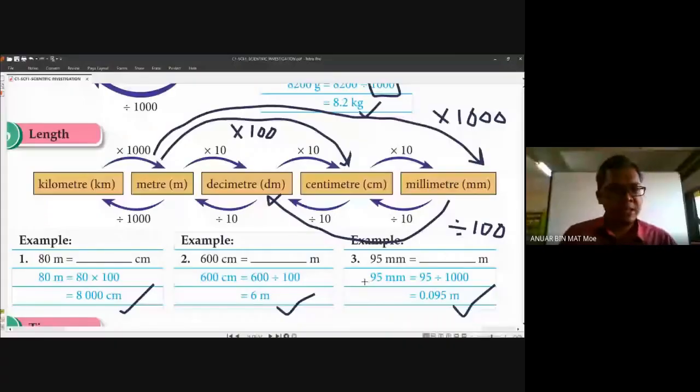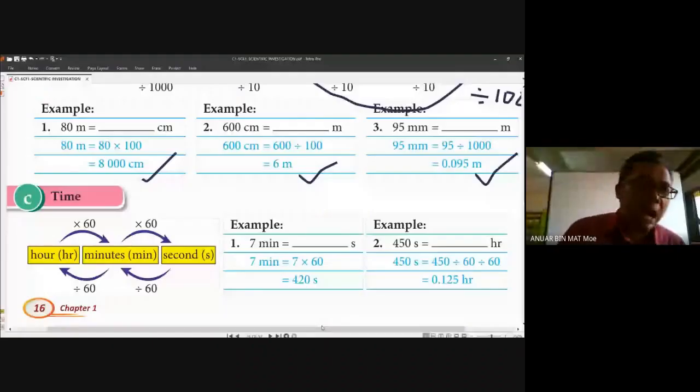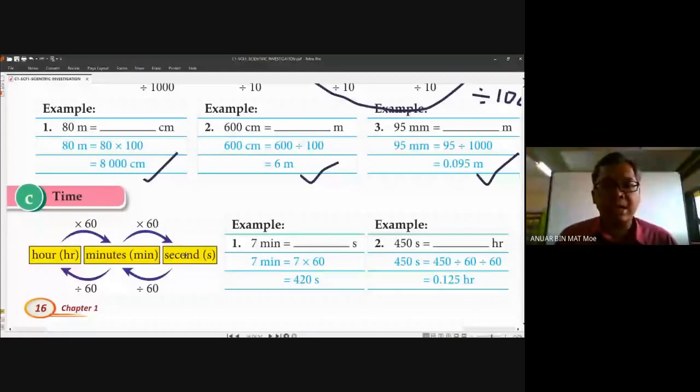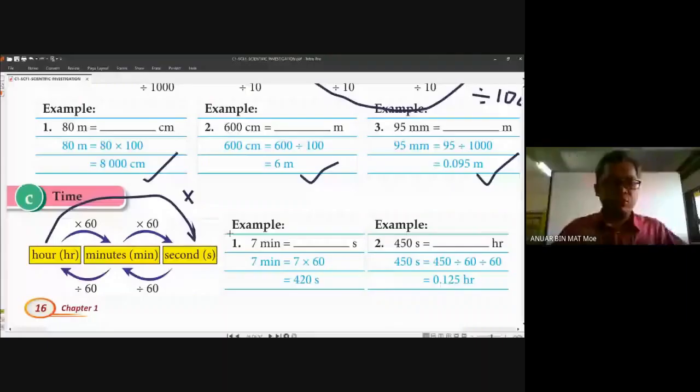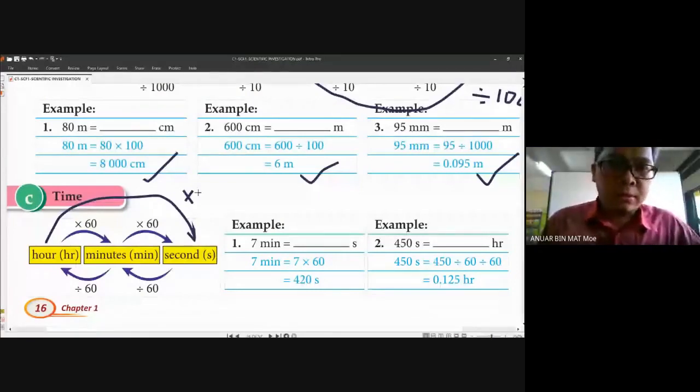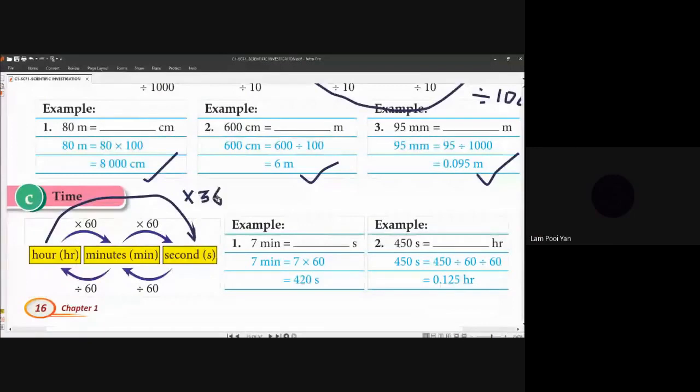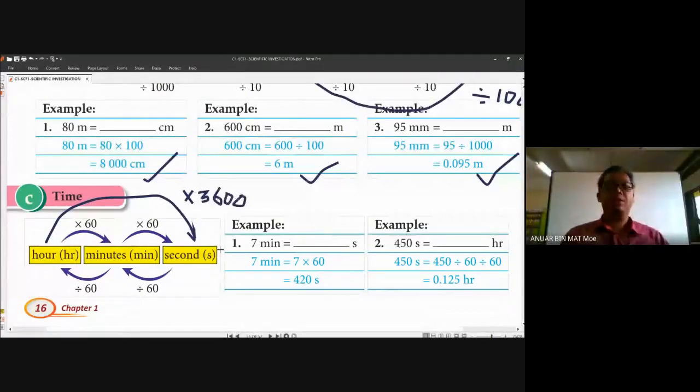Now, the time. Time also very easy. I think you all already know about this. Okay. Hour to minute, you just multiply 60, minute to second, also 60. And then second to minute, 60 also, and then minute to hour also, you divide it by 60. If hour to second, how many times you need to multiply? 2 times, right? So 60 times 60 is 3,600. Is it true? Yes. So you just multiply it by 3,600 to convert hour to second.